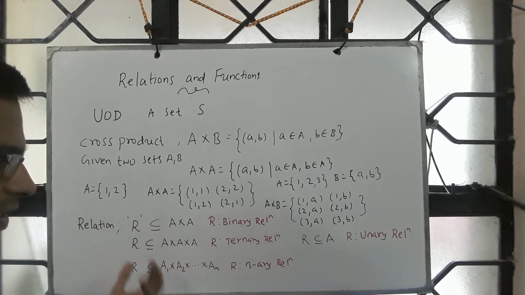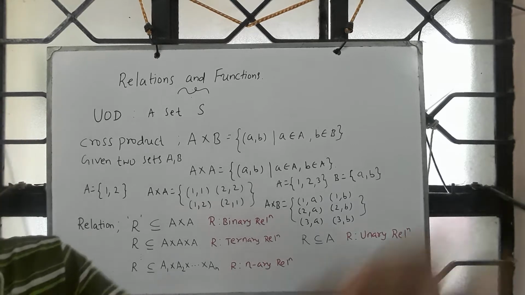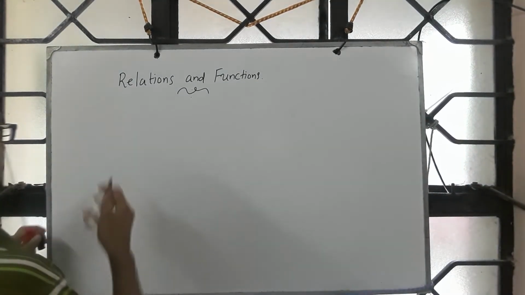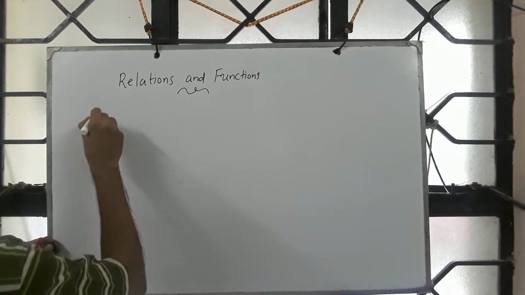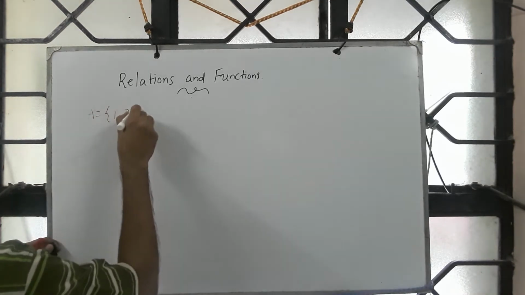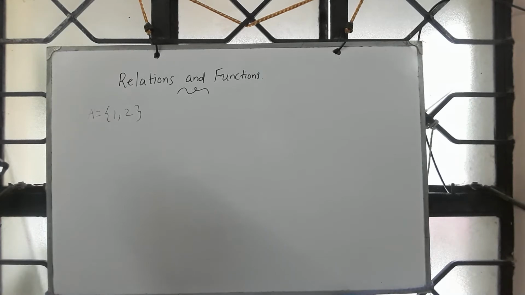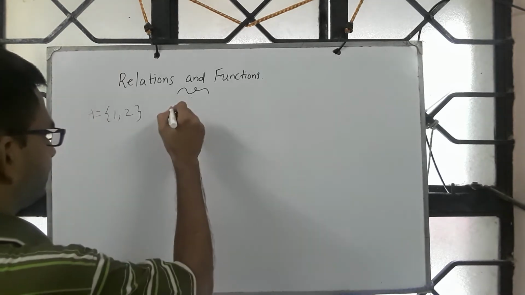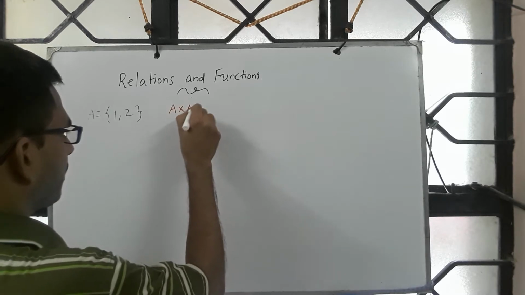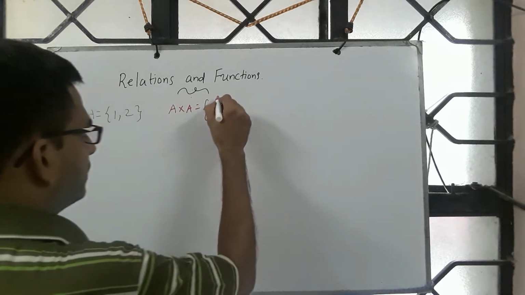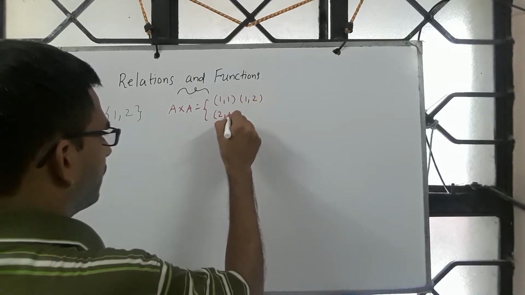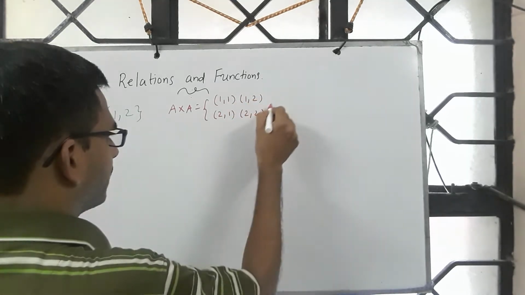Now, having defined this, let's look at some more properties of relations and cross products. We will also look at a couple of countings. Suppose A is {1, 2}, then we defined A cross A, which consists of (1,1), (1,2), (2,1) and (2,2).